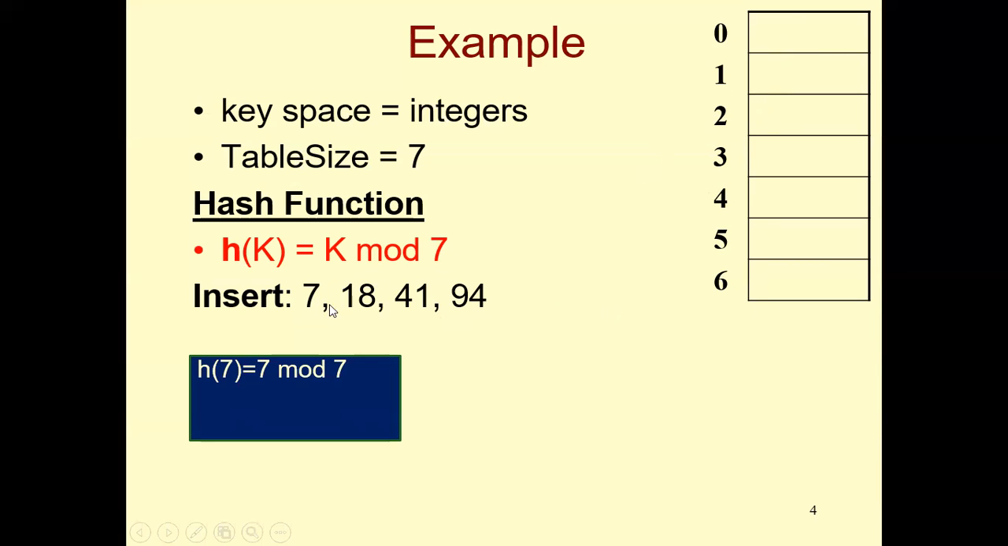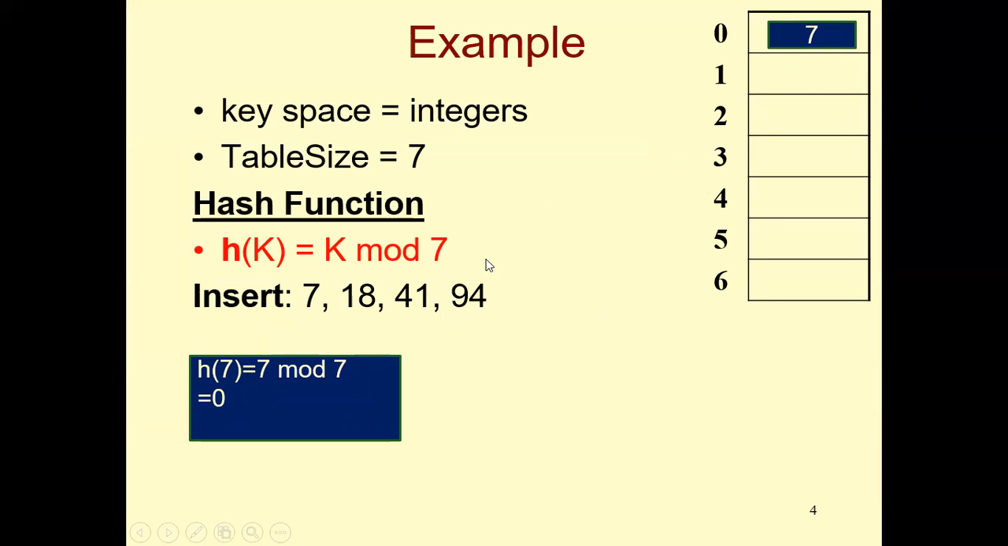To get the key for this, that is where 7 should be stored, we're going to say 7 into 7 goes 1, and leaves a remainder of 0. And so h of 7 is 0. 7 divided by 7 gives a remainder of 0. Therefore, 7 will be stored at index 0, as you can see here.